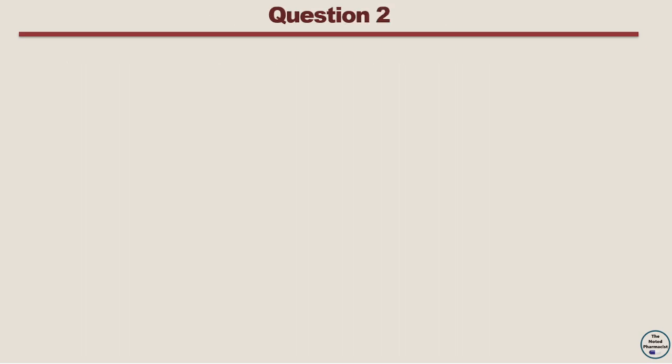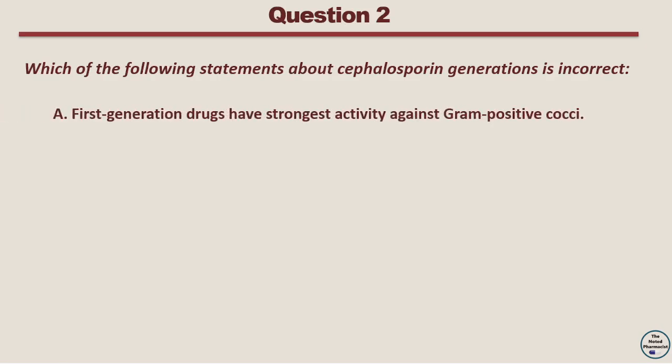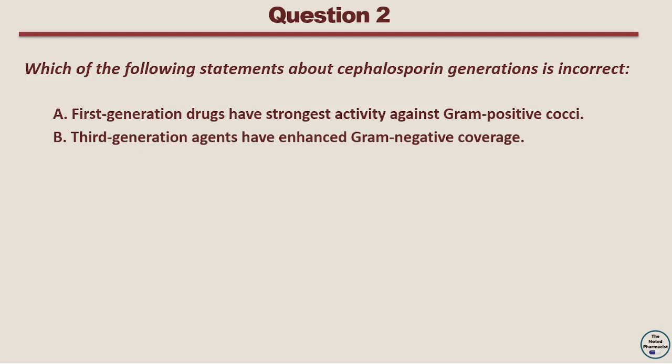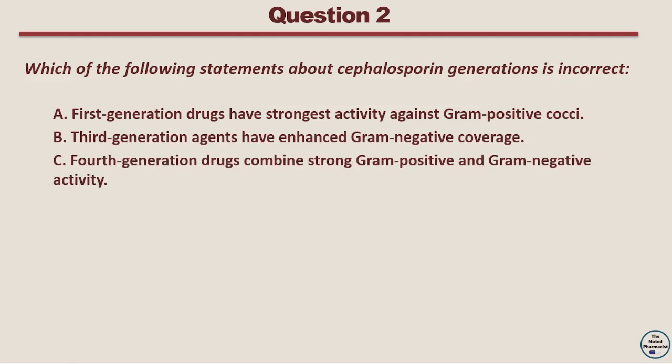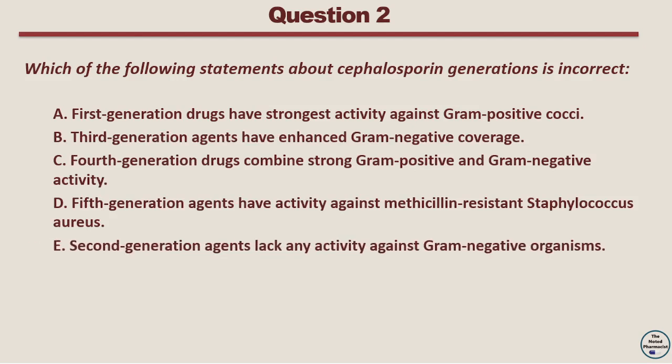Question 2. Which of the following statements about cephalosporin generations is incorrect? Option A. First-generation drugs are the strongest against gram-positive cocci. Option B. Third-generation agents have enhanced gram-negative coverage. Option C. Fourth-generation drugs are strong against both gram-positive and gram-negative. Option D. Fifth-generation agents are active against MRSA. Option E. Second-generation agents lack gram-negative activity.